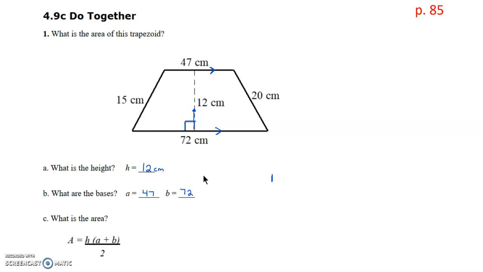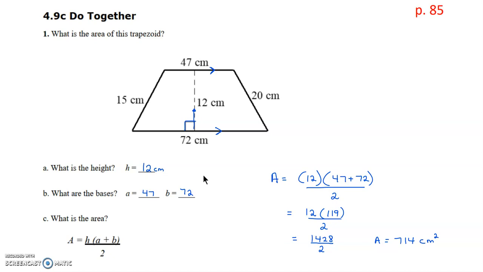So the area is going to be 12 times 47 plus 72 divided by 2. BEDMAS tells us that we have to add first, so this is going to be 12 times 119 divided by 2, which is going to be 1,428 divided by 2. So the area is going to be 714. And remember, the units are squared centimeters.